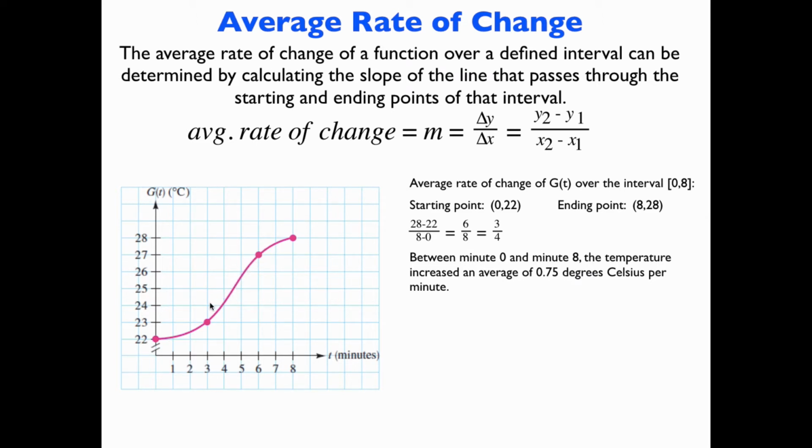But if you wanted to look at the general trend, over the course of 8 minutes, we went from 22 degrees Celsius to 28 degrees Celsius. So we could think of it in a simpler, more linear way as an average of 0.75 degrees Celsius per minute. Let's try another one. Find the average rate of change of g of t over the interval 3, 6.